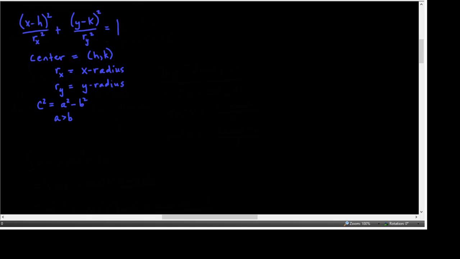And I doubt you'll subtract that backwards, because if you did smaller number squared minus larger number squared, you get a negative number, and c squared equals a negative doesn't really make sense. So I'm not that worried about the order in which you subtract, because if you don't get a positive number, you need to reverse it. All right. So that is the standard equation for an ellipse.